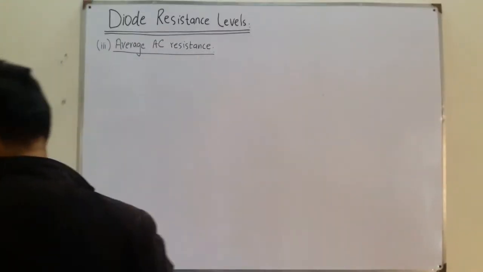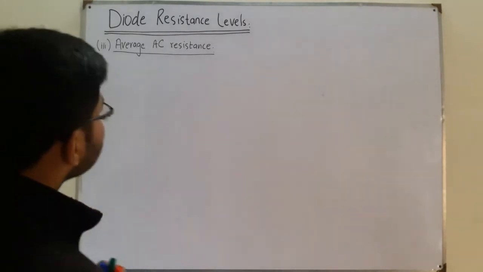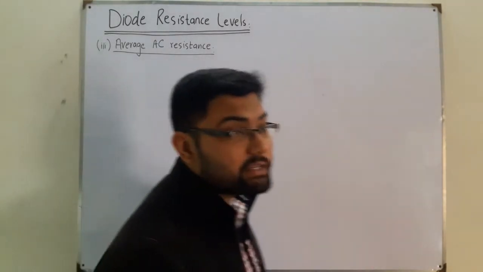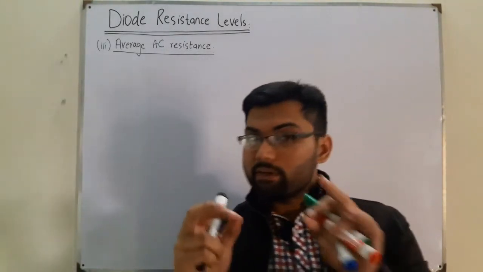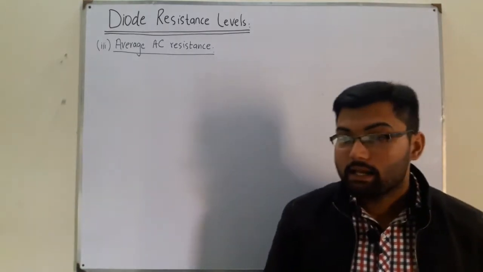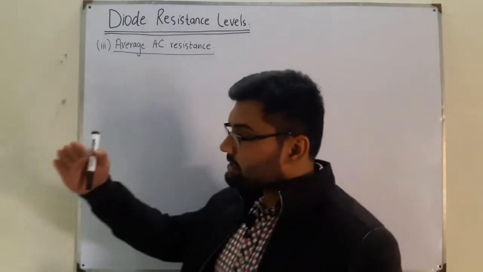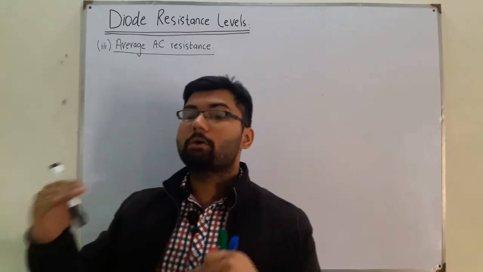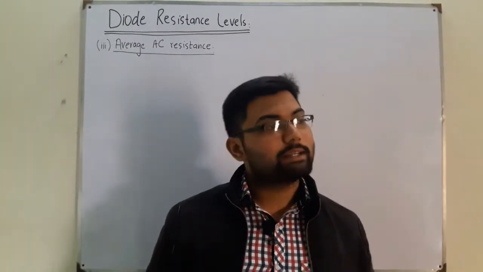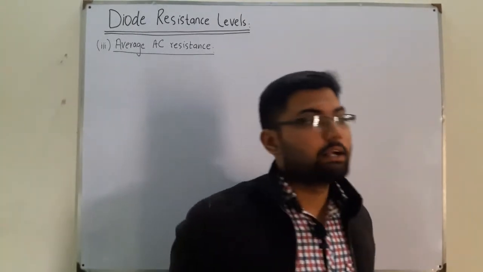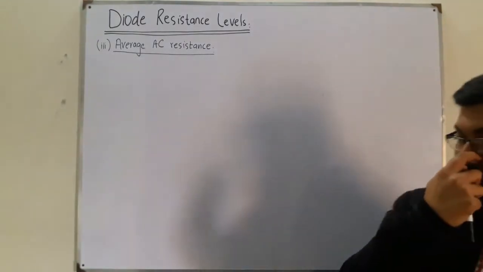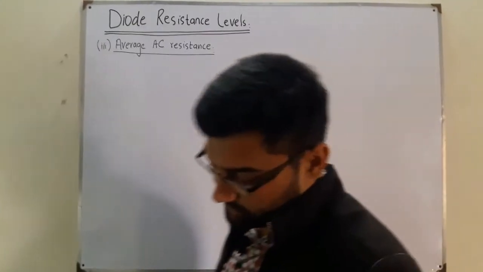All right, now. When do we find out this average AC resistance? The average AC resistance is found when we have an input signal and it produces a significant large amount of change in the output. So the resistance in that level of the output is known as the average AC resistance.